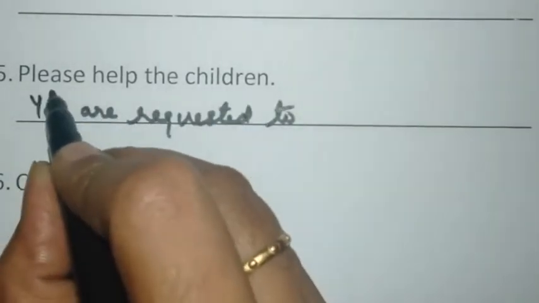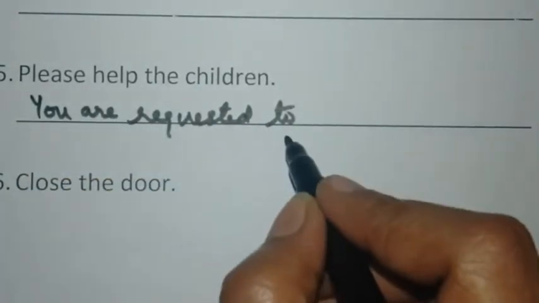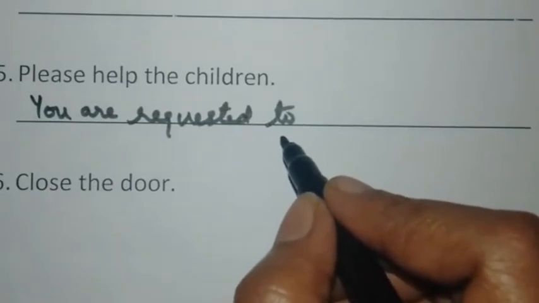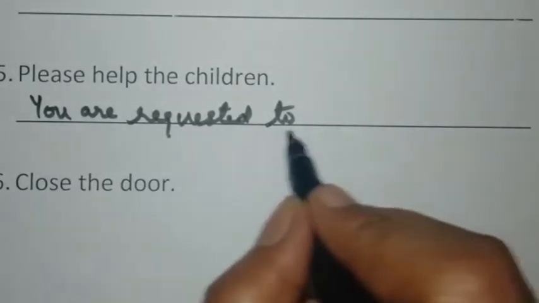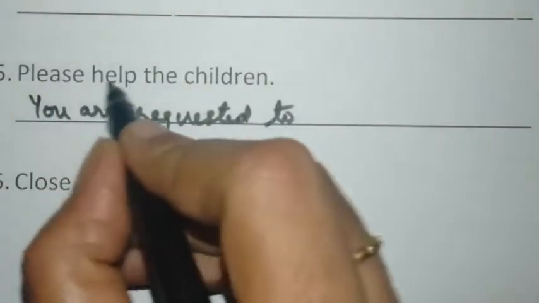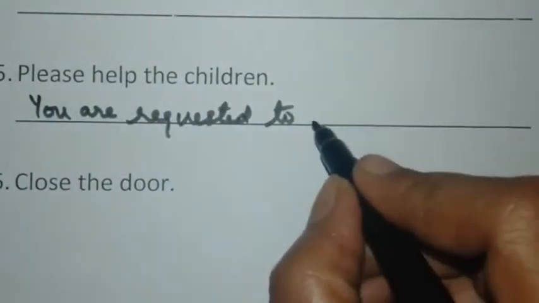We need not mention the please in the passive voice because already we are given in the information that when please and kind come means we need not write in the passive voice. So we need not write the please. So remaining part of the sentence is help the children.